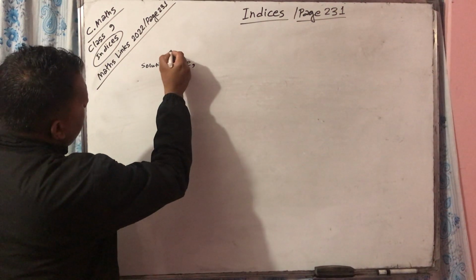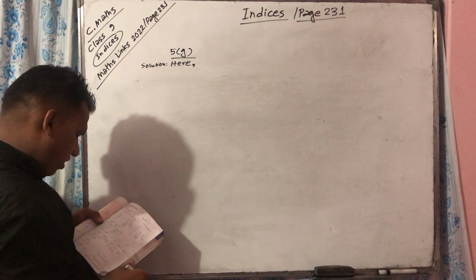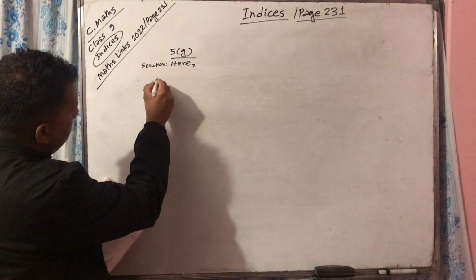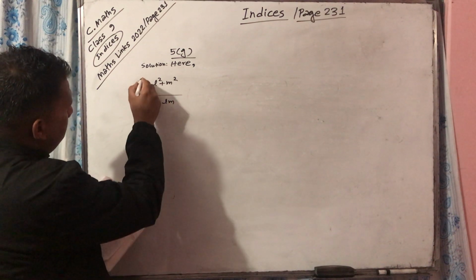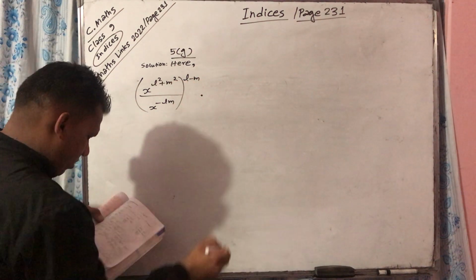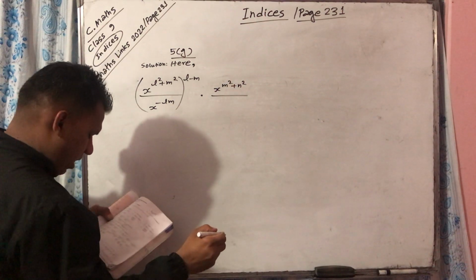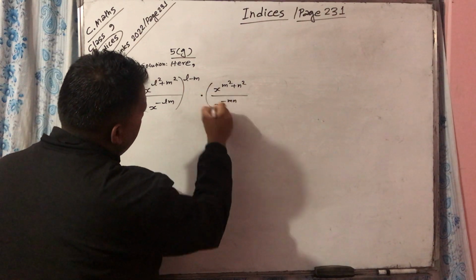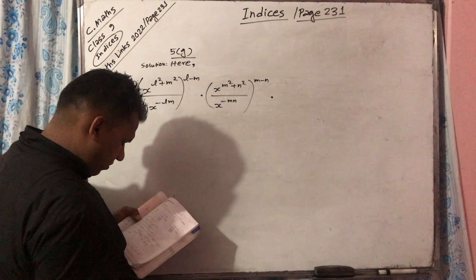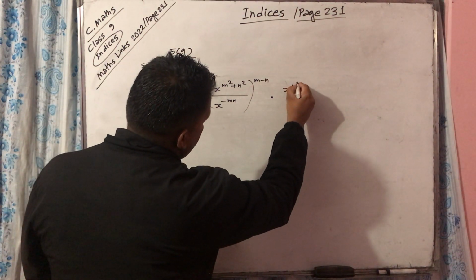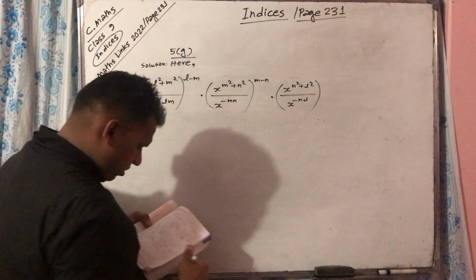Question number 5G. Here we have (x to the power l square plus m square all upon x to the power minus lm), its whole power is l minus m, multiplied with (x to the power m square plus n square all upon x to the power minus mn), its whole power is m minus n, multiplied with (x to the power n square plus l square all upon x to the power minus nl), its whole power is n minus l.